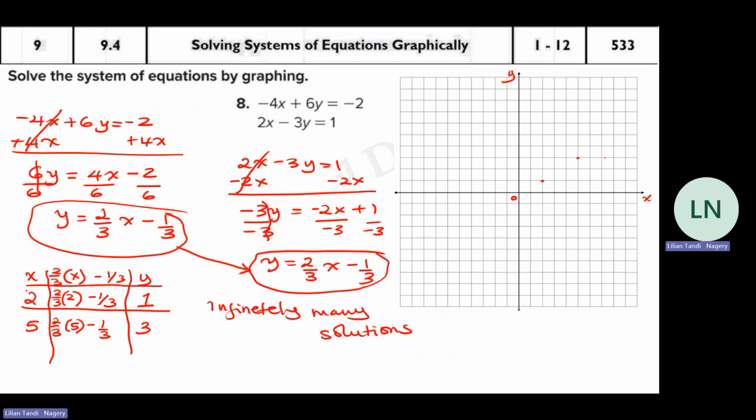Go 3 to the right and 2 up. 3 to the right, I cannot, so do the opposite. Go 3 to the left and 2 down. 3 to the left and 2 down. Okay, then with your mascara, you connect your dots.